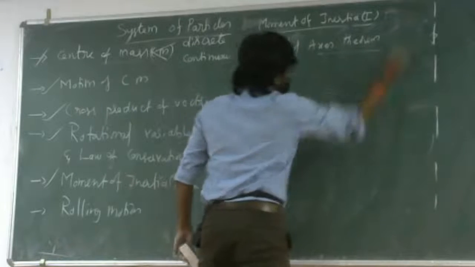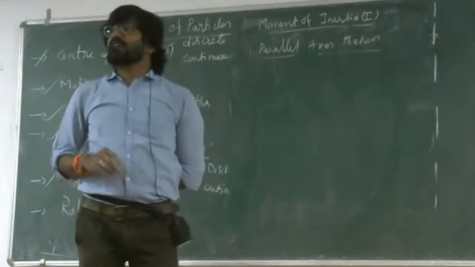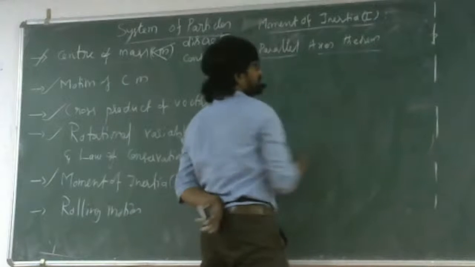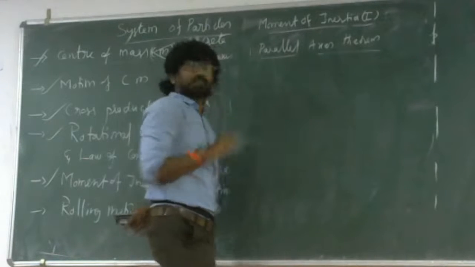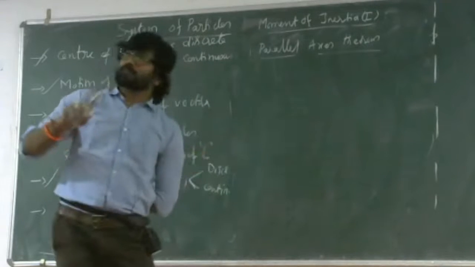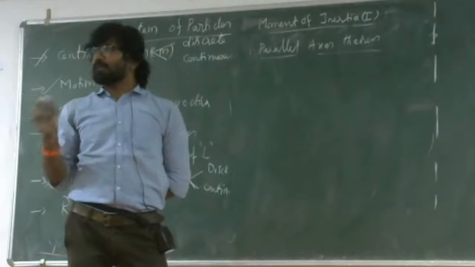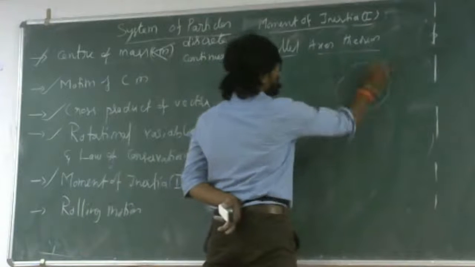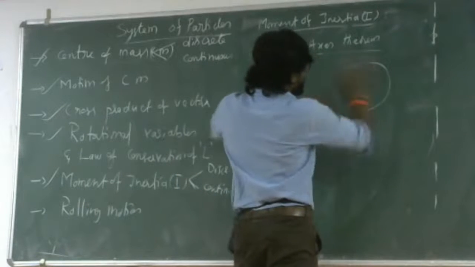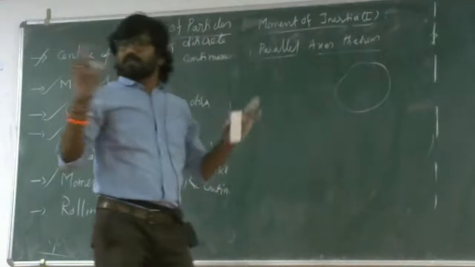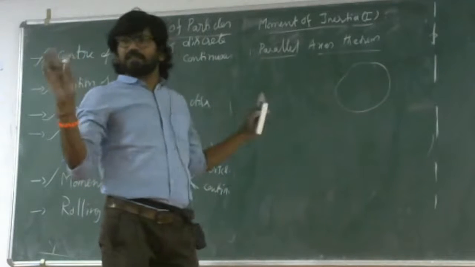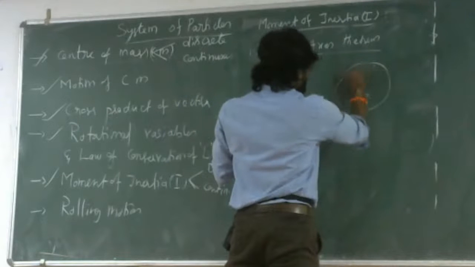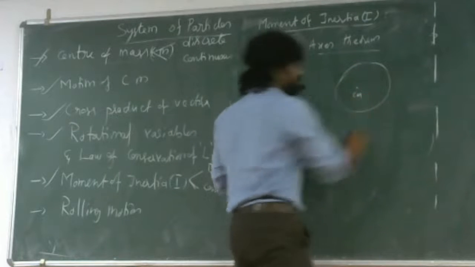What is the parallel axis theorem? Actually, the parallel axis theorem is applicable for two-dimensional bodies or three-dimensional bodies also. But the perpendicular axis theorem is applicable for two-dimensional bodies only. If you have any body, let us consider a disc or a ring, a simple case, or any system. Parallel axis theorem. If this is a point, called the center of mass.